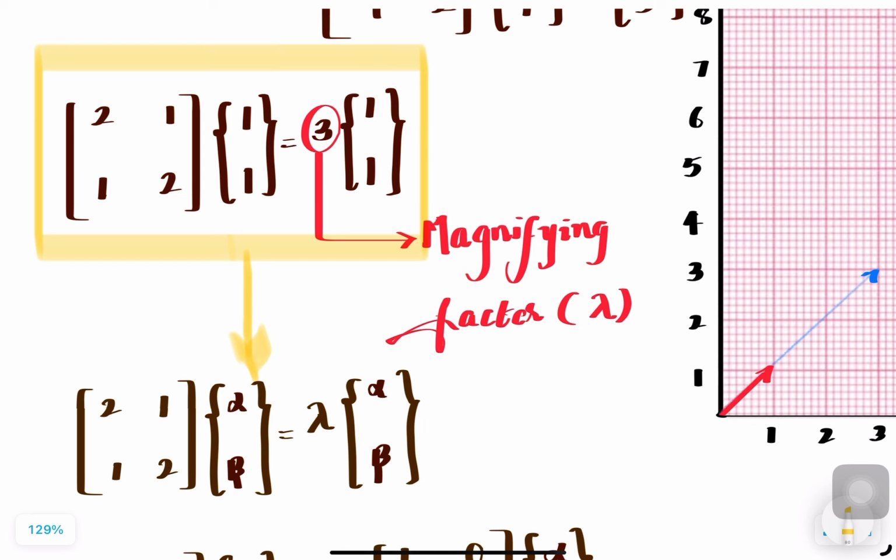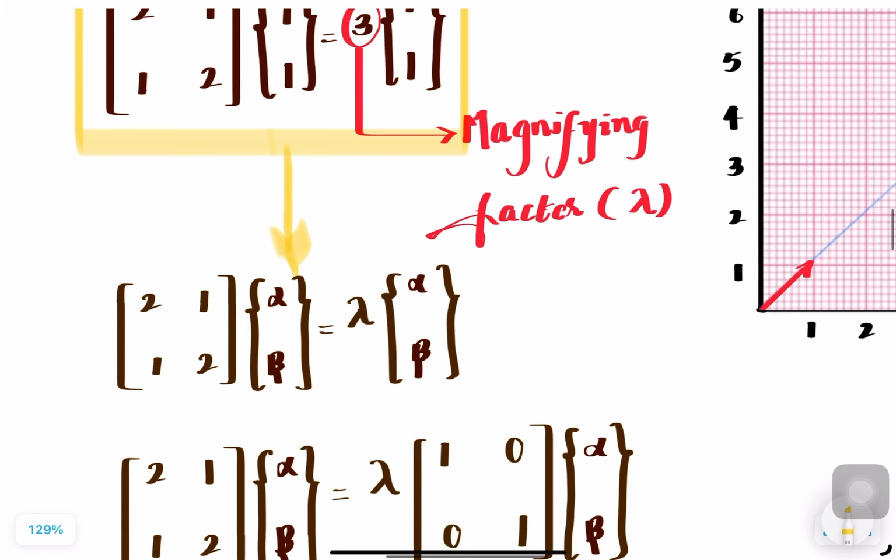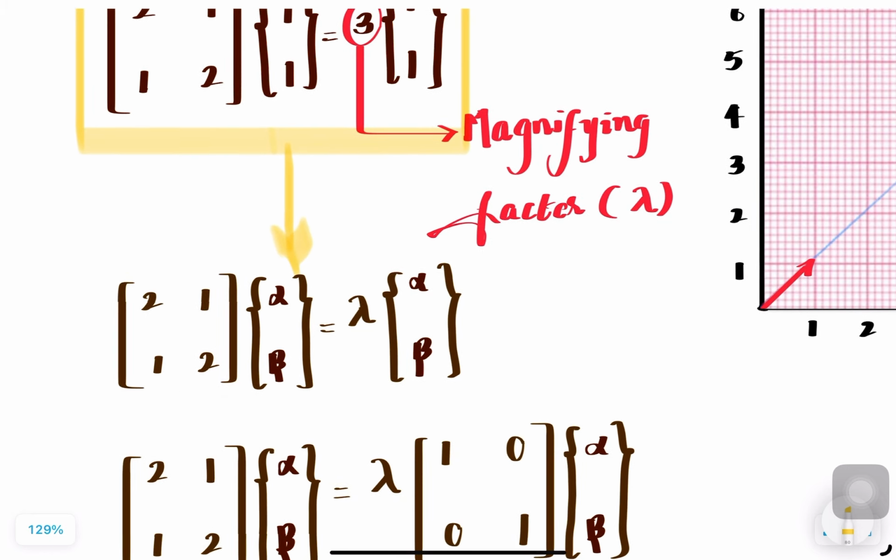For a given matrix, we cannot just tell. We have to do the mathematics. So how are we going to find the magnification factor, which means eigenvalues, and the corresponding vector, eigenvectors? How are we going to find out? So we are going to see that procedure just now. There you could see it is 2 1 1 2. Alpha beta is equal to lambda, which is the magnification factor, into alpha beta.